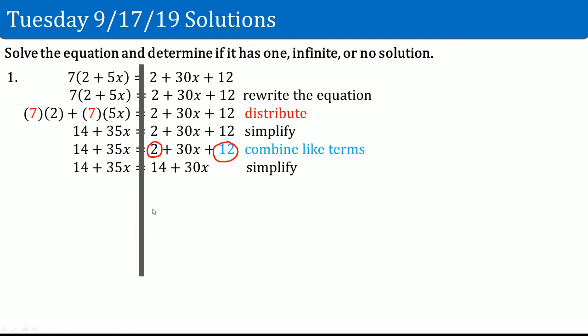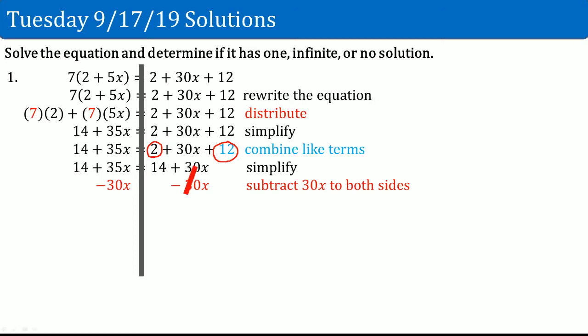So, 2 plus 12 is 14. So, subtract 30x from both sides because there are two variables. There's a variable on the left and the variable on the right. Doesn't matter which one you move. It is best practice to always move the smallest variable. 30x is the smallest compared to 35x. That's the reason why I subtract 30x.